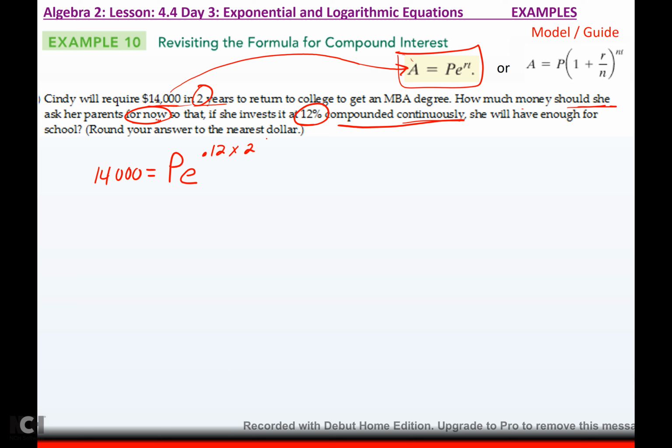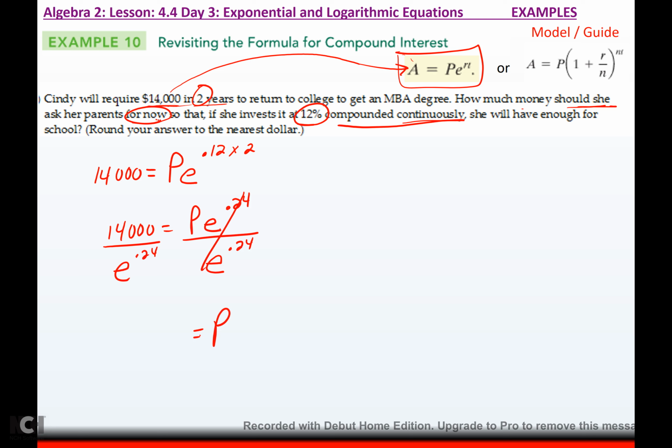Okay, so the first thing I'm going to do is take 0.12 times 2. And that should be 0.24. So I have 14,000 equals Pe to the 0.24. Alright, so to get P alone, I'm going to divide by e to the 0.24. So my principal amount that I need right now is 14,000 divided by e^0.24.